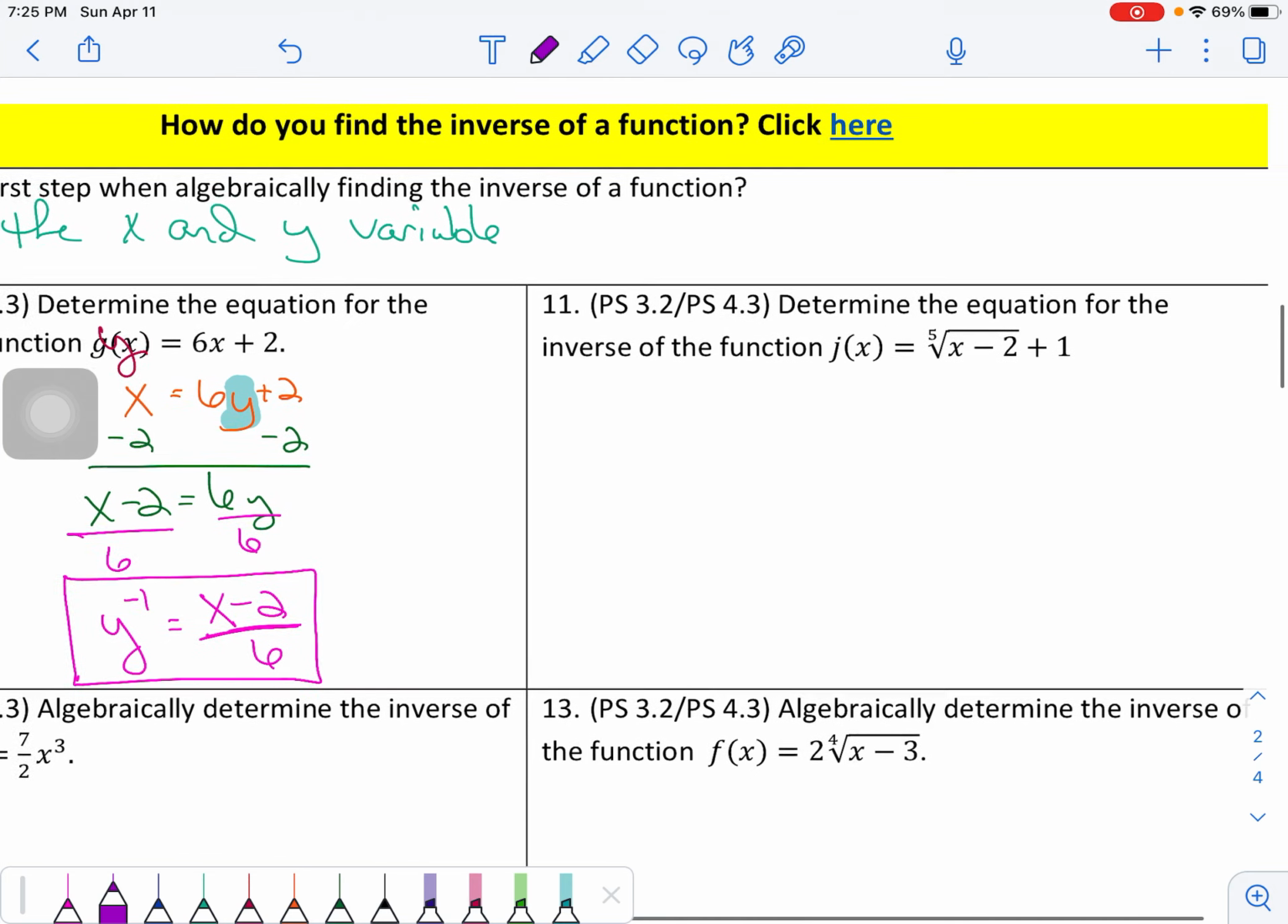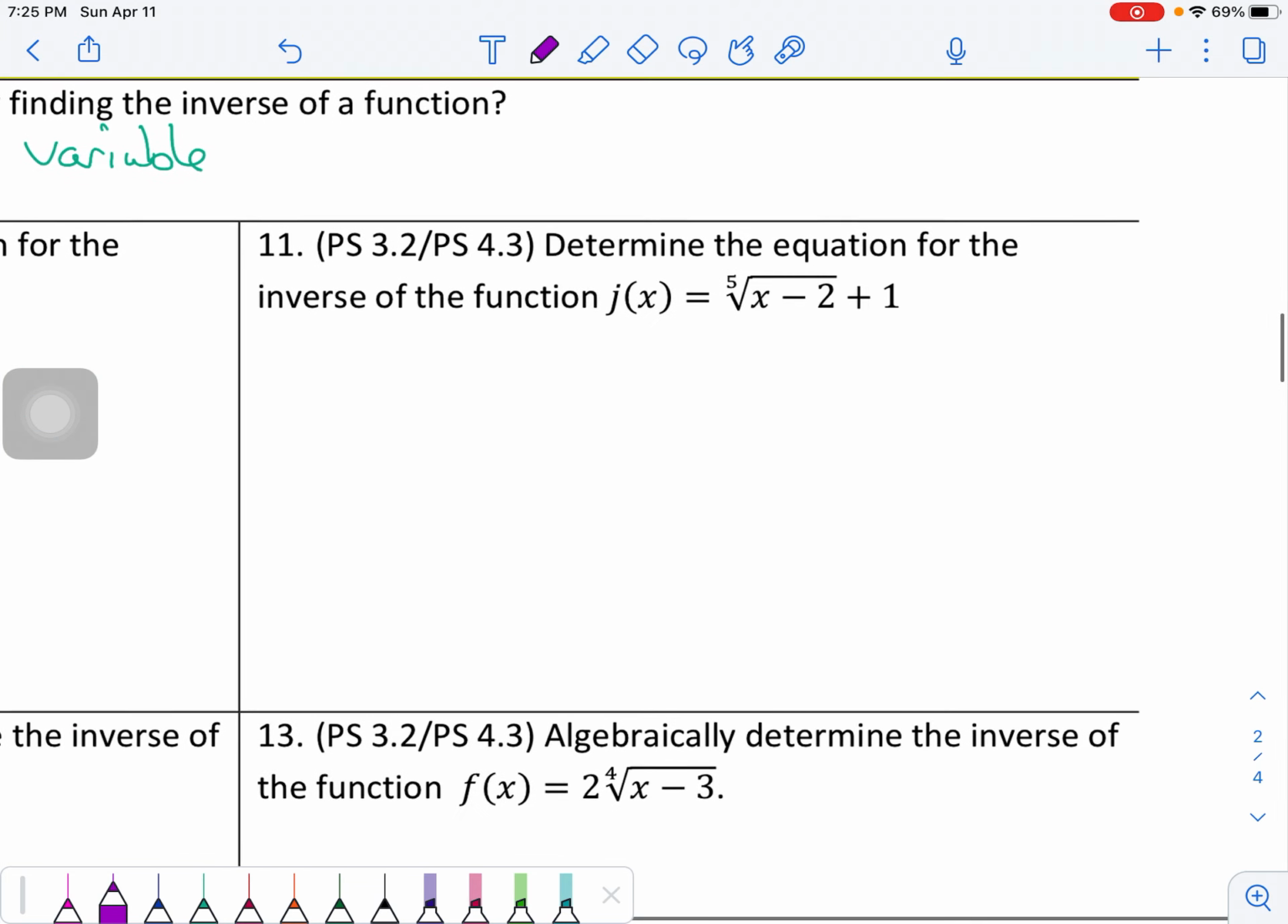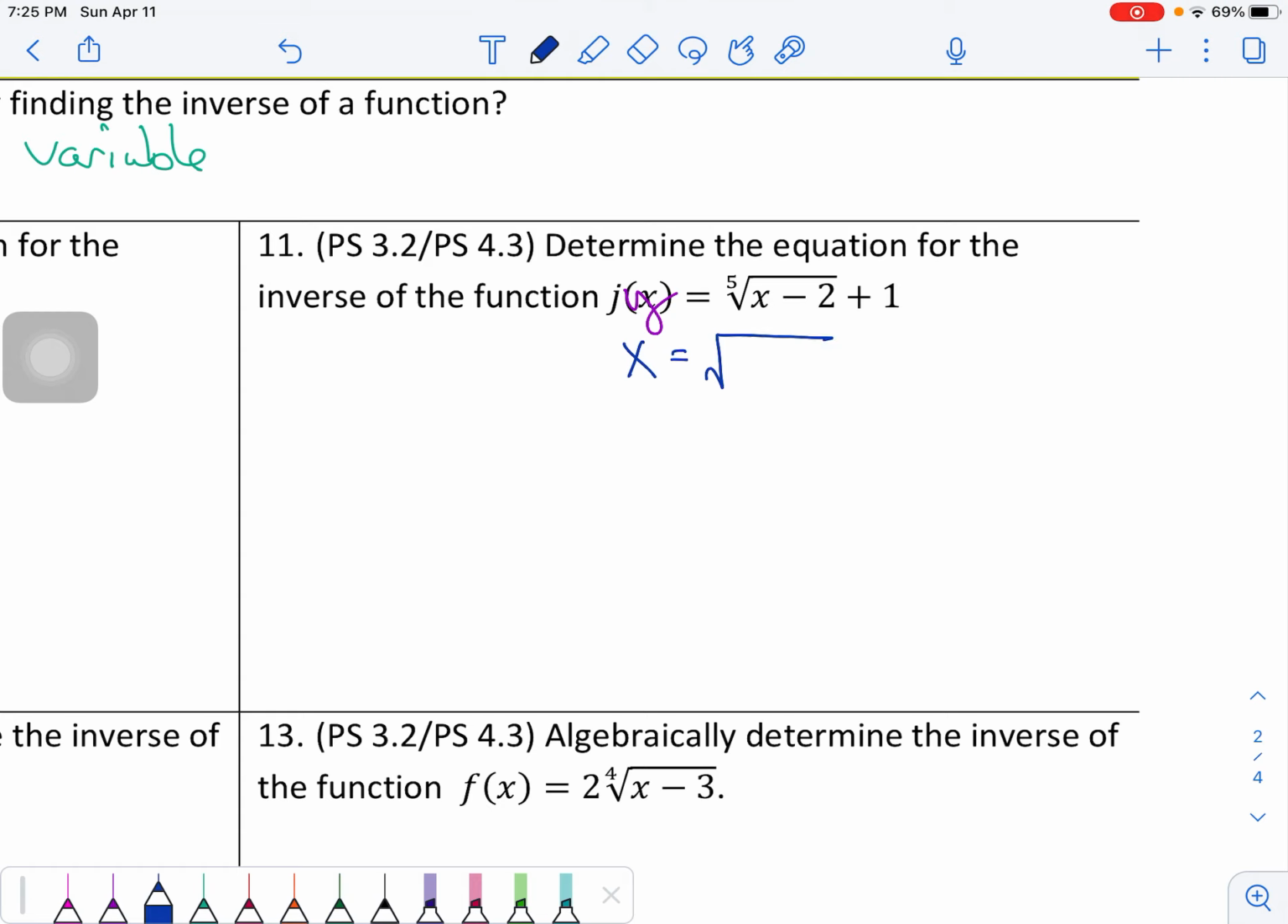All right, I'm going to slide over to number 11, and we're going to repeat the process. Determine the equation for the inverse of the function j of x. So j of x here is going to be my y variable. Where I have y, replace it with an x. This is going to be the fifth root of y minus 2 plus 1. And I want to get this y completely isolated.